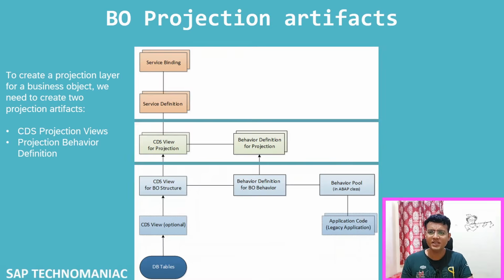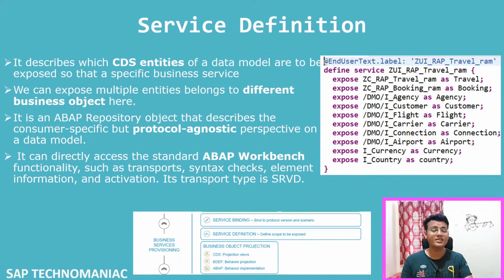So if you see here in the detail, the service definition, we will define which CDS entities we have in our base projection BOs, and out of them, which CDS entities you want to expose as part of this particular service definition. We will define all the CDS entities here.